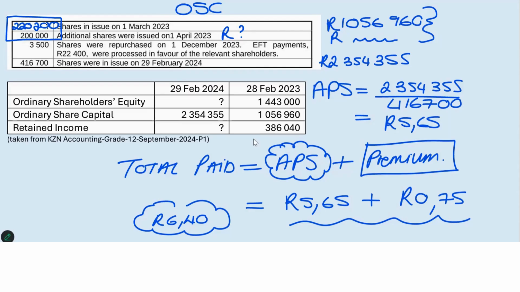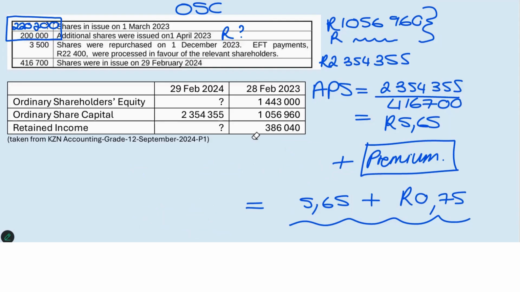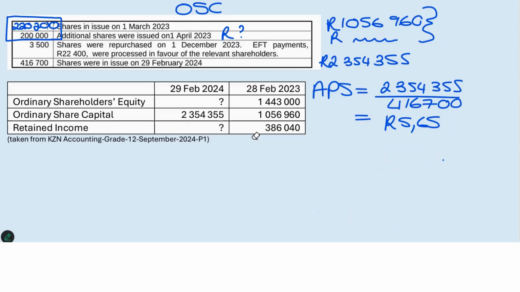Okay, so now we've worked out our premium. What do we do next? What I now just want to say, remember this question is about the cash flow. So if they asked you the financing activities of the cash flow, do we need that amount for the repurchase of shares? Yes, absolutely. We do need that.